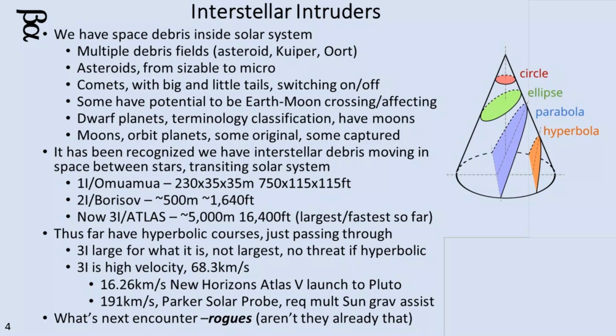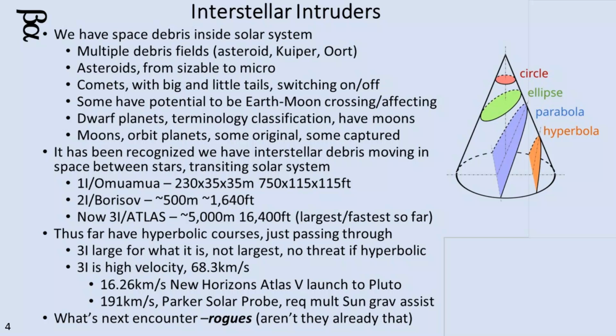The first one we officially identified was ʻOumuamua. It's not that big. It's 750 feet by 115 feet by 115 feet, kind of cigar shaped. The next one was something called Borisov. That's 2I, the second interstellar object. It was about 1,640 feet, kind of roundish, so we didn't have other dimensions for it. Now we have one that's bigger and is moving even faster, and it's kind of potato shaped, but we don't have exact measurements on it.